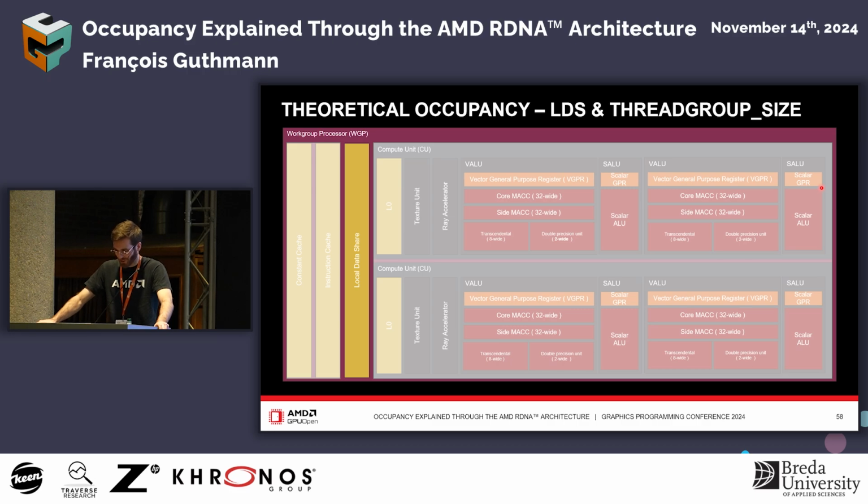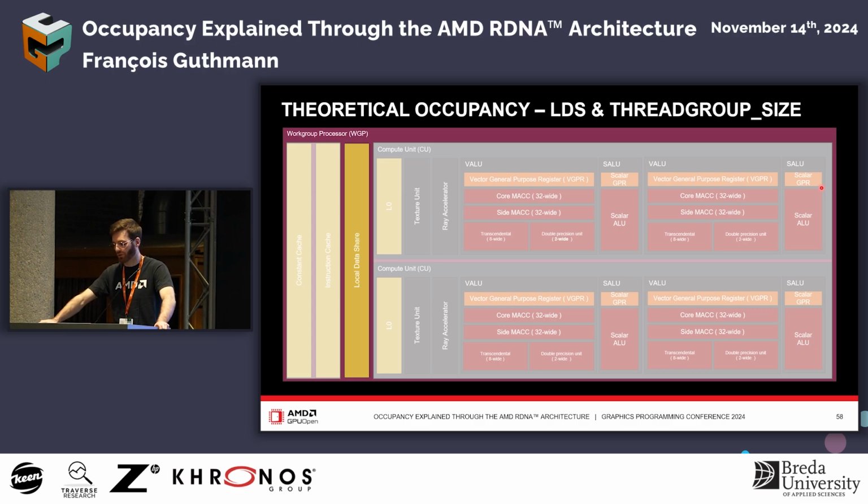Another resource that you have to be very careful with when running compute shaders is local data share. The same way as the VGPR, at compile time, we already know how much LDS you'll need, and it is not infinite. So if you require too much of this resource, you will likely limit your occupancy.